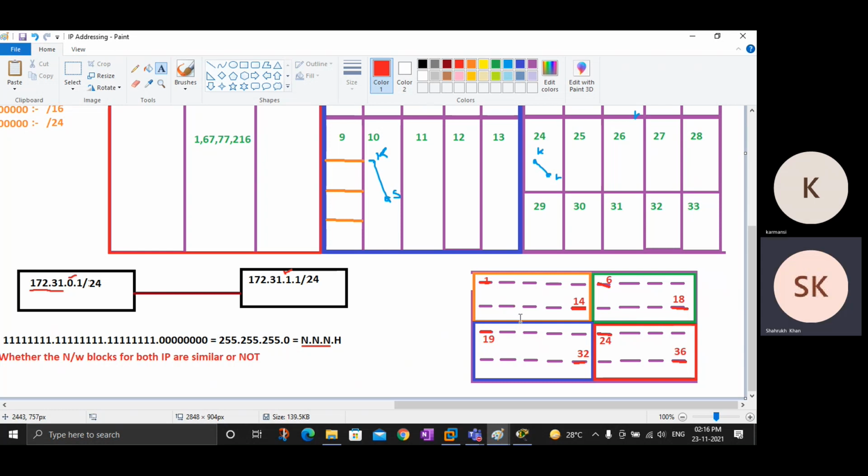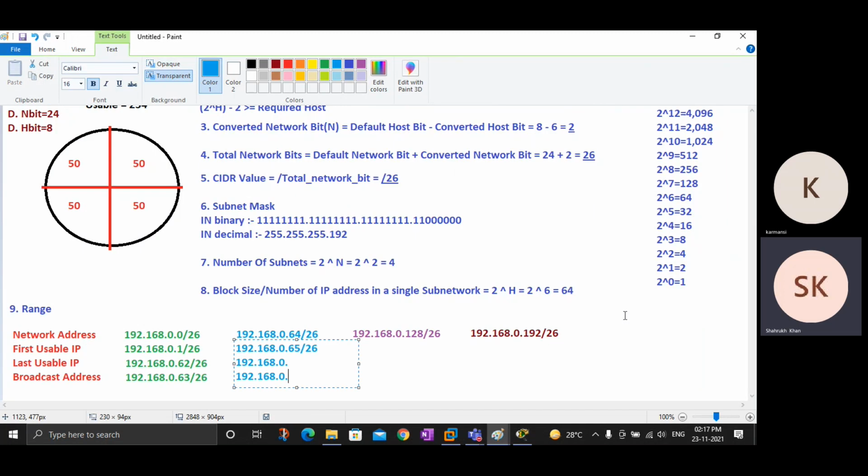When we didn't create these smaller rooms, only seat number 1 and seat number 36 were not to be used. But when we created multiple rooms, the first seat and the last seat of each room cannot be used. So if you see, seat number 1 and seat number 14 are occupied. In this one, seat numbers 6 and 18, and in this one 19 and 32. Here I'm just numbering them randomly, but in the case of IP addresses, it will go in a sequence. It will start from 0 and the maximum it can go is 255.